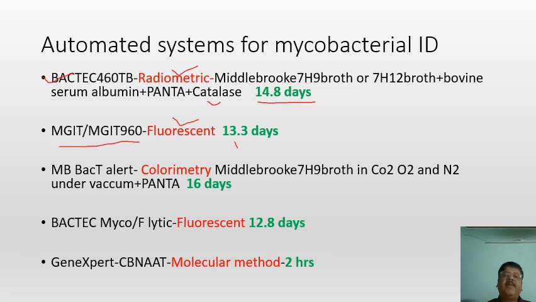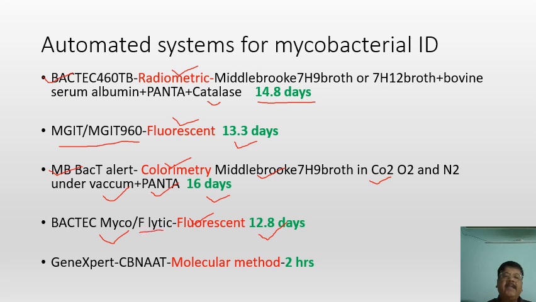The turnaround time is 13.3 days. Then the Mycobacteria BACT/ALERT system, which utilizes the colorimetric principle for detection. The media used is Middlebrook 7H9 broth in CO2, oxygen and nitrogen under vacuum, and the supplementary ingredient is PANTA. So the turnaround time is 16 days. Then BACTEC MYCO/F Lytic. This is a fluorescent based technique. The turnaround time is 12.8 days.